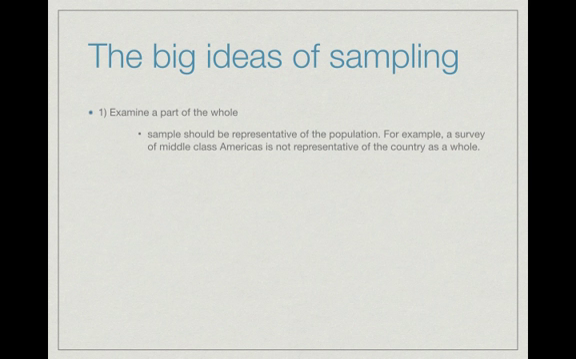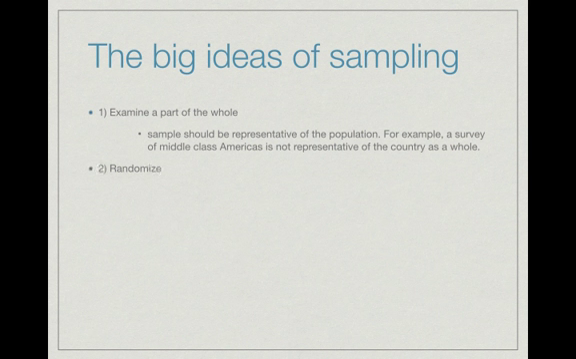For example, a survey of only middle-class Americans is not representative of the country as a whole. We don't have upper or lower class represented in our sample, so that would not be good. If I'm trying to do a sample of Ohio and I only ask high school students, how effective is that? Probably not very good. 20 high school students, especially if I do it all from the same school, are not going to be a good representation of the entire state of Ohio and their thoughts and beliefs.